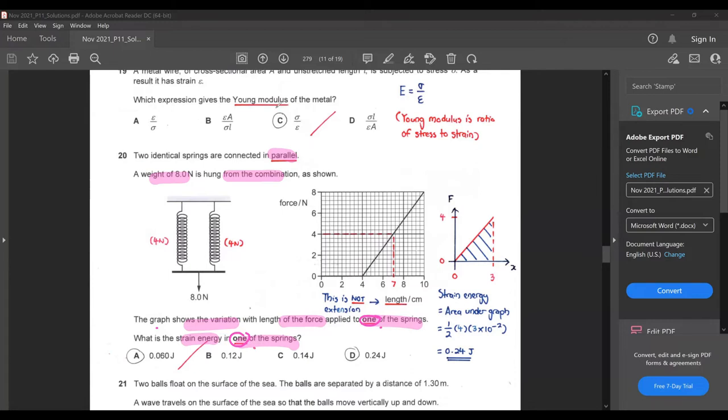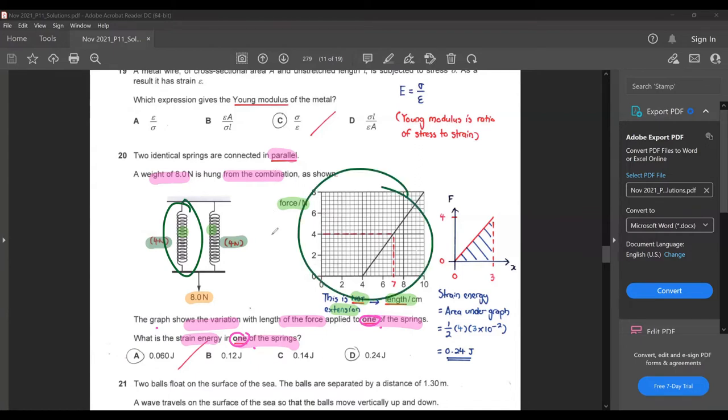Okay. So when you look at the graph, just be careful about whether it's a force extension graph or force length graph. You see, this is a force length graph. It is not an extension graph. So here, you just need to be careful. All right. Now, your springs are arranged in parallel. This one and this one. You apply a force of 8 Newton. This 8 Newton is going to be split equally between the two springs so that each spring is actually supporting 4 Newton. So right now, you want to find out the strain energy in one spring only.